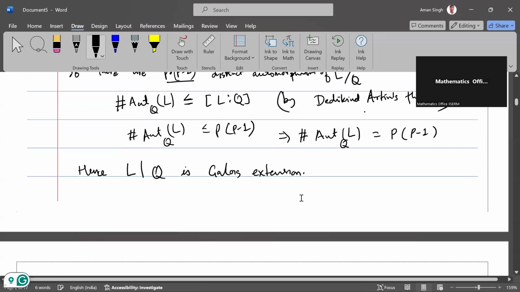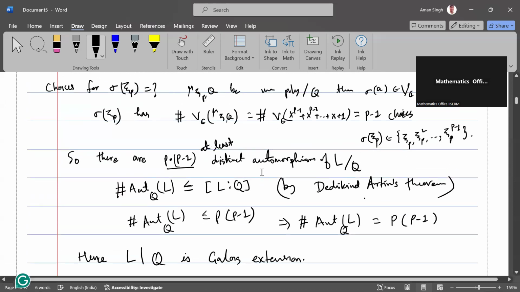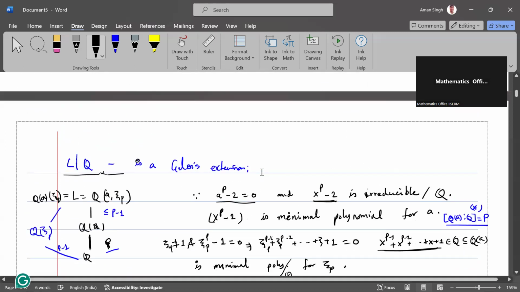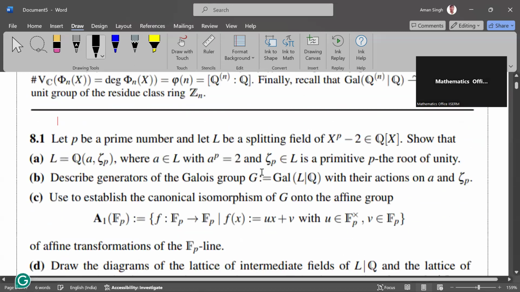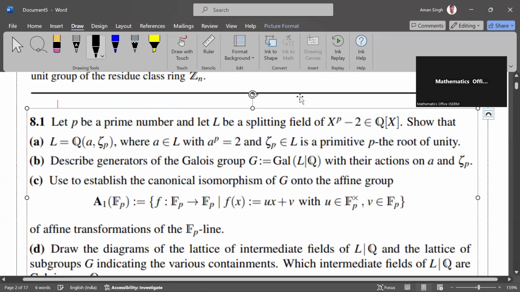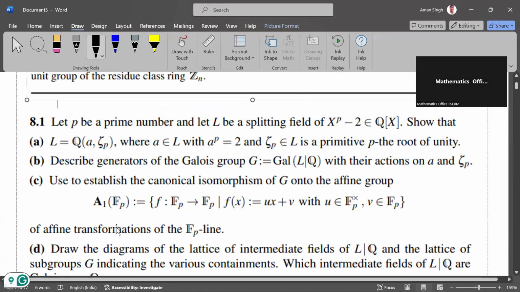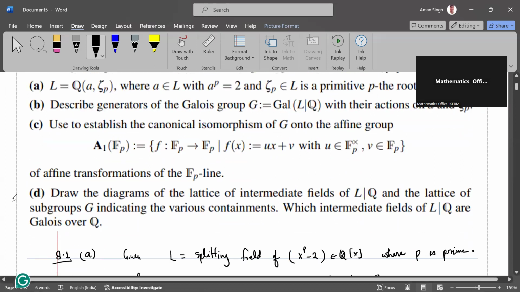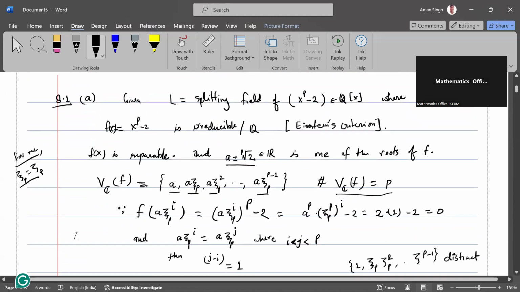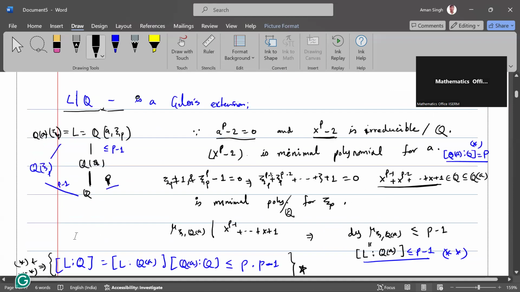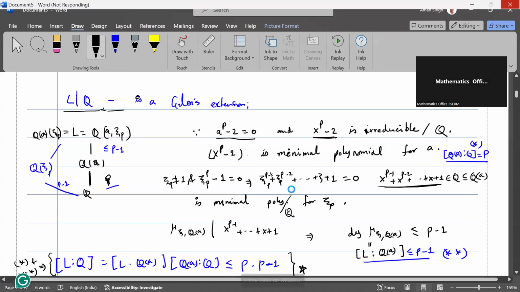Is there anything left that we had to prove? This is a Galois extension, we have shown this. Describe the generators of the Galois group with their action on a and zeta_p. We have defined only our Galois group, like on a generating set, what they are doing. Okay, so the second part is done. We have to show what are the generators of the automorphism group.